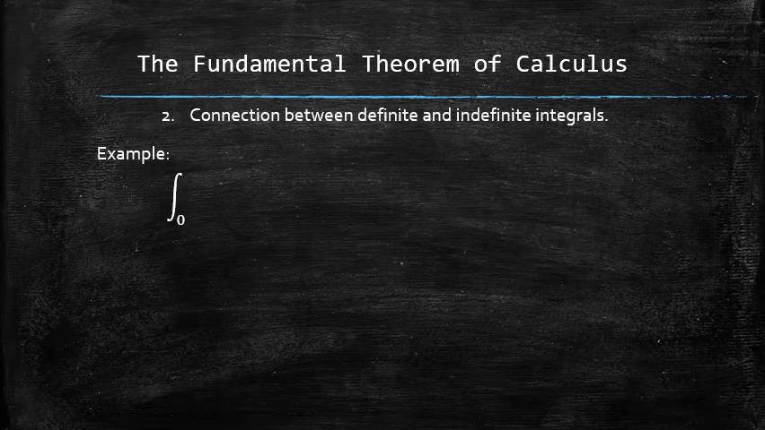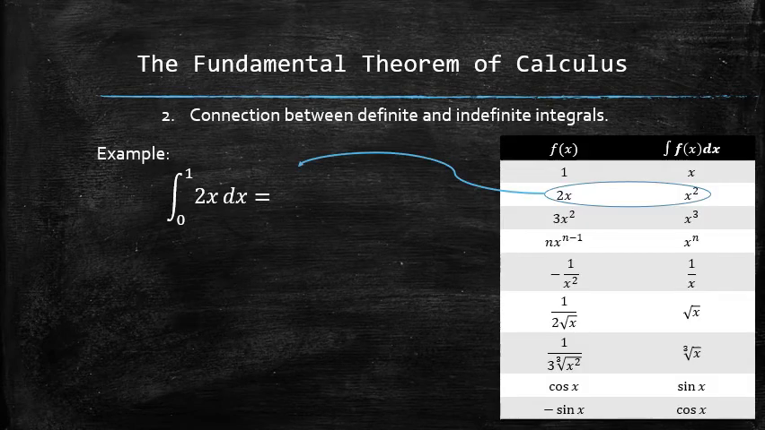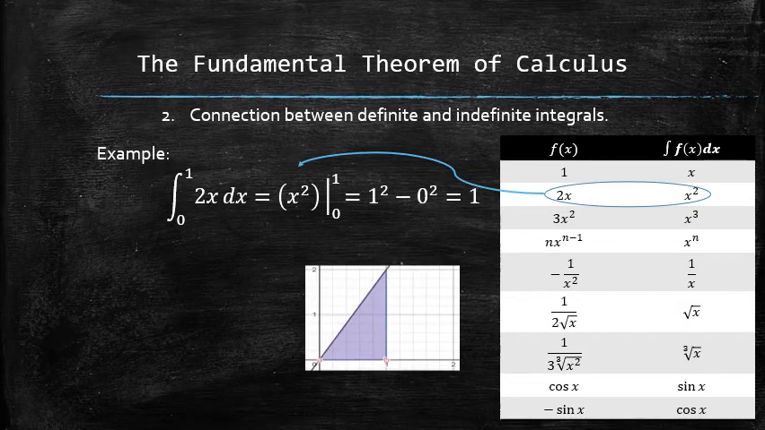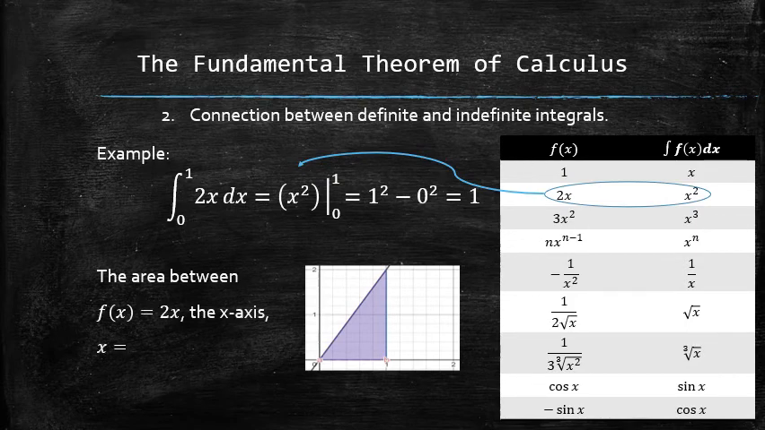For example, to find the definite integral of 2x from 0 to 1, we can use the fundamental theorem of calculus and the table of antiderivatives, and then evaluate the difference between the antiderivative at 1 and 0. Of course, we can check this answer by graphing the function and finding the area under the graph on the interval from 0 to 1, which is equal to 1.